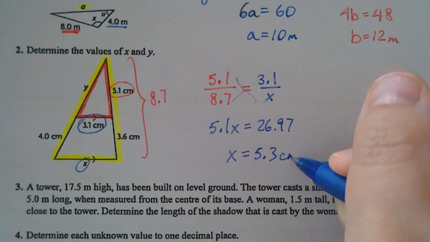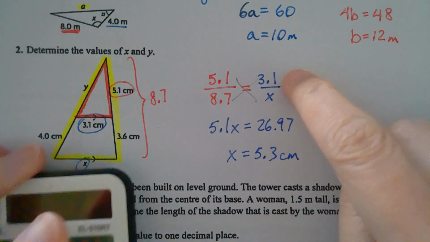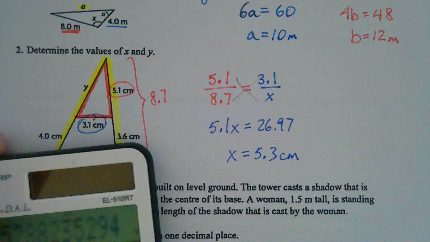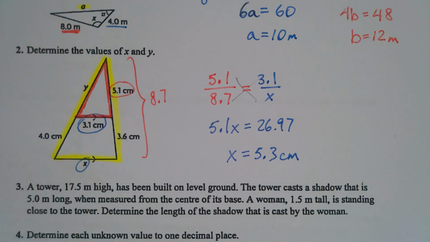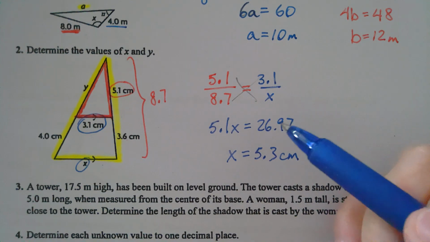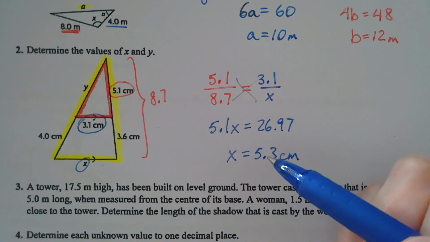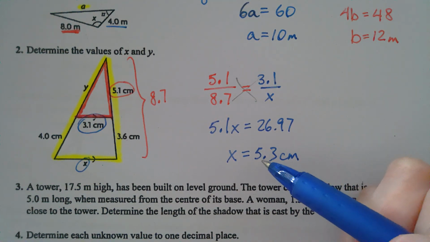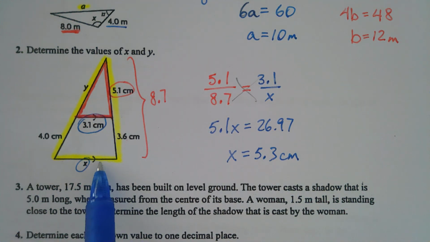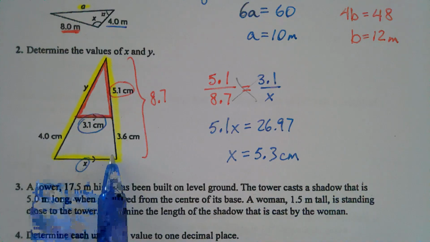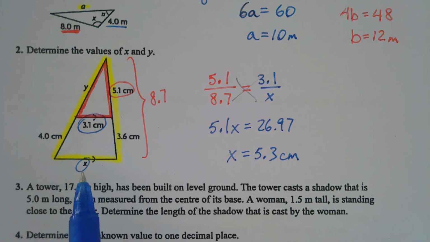Centimeters. Let's say I made a silly mistake and I did x over 3.1 and the answer that I get is like 2.3. Okay, let's just say I made a mistake in the calculation there. I got 2.3. How do I know it's wrong? Because x is supposed to be bigger than 3.1. Right. You can tell from the diagram, I'm looking for an answer that is longer than 3.1 for my bigger triangle. So that's how you can catch a mistake too.